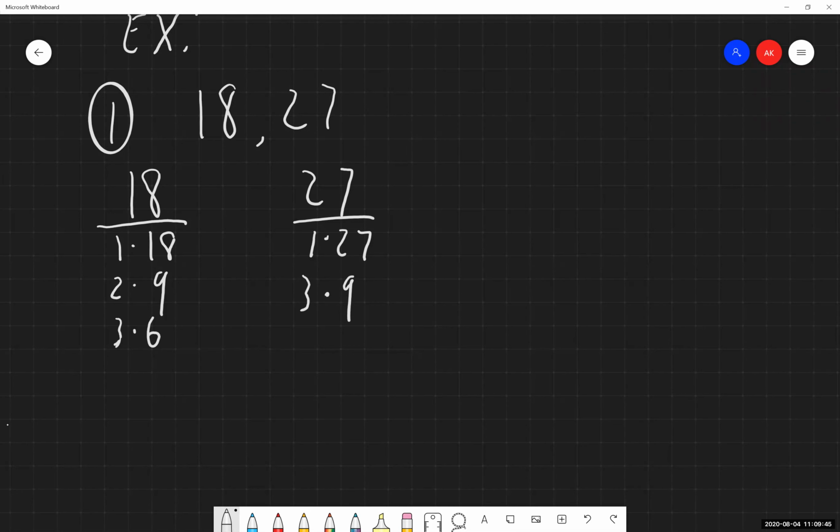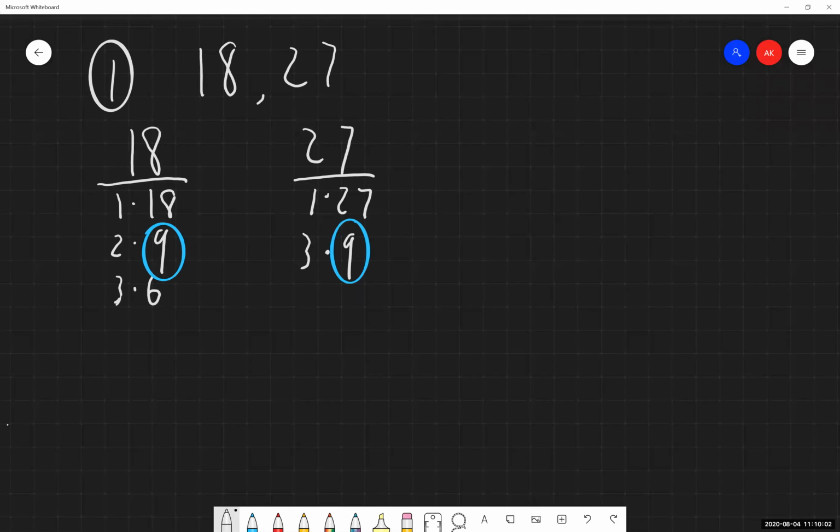And now I want to find what is the largest factor, the greatest common factor between these two numbers. And as we're looking at it, we're noticing they both have a 9 in them. It's the largest number they both have in common. So based on that, the greatest common factor between these two numbers is 9. And then we would be done.